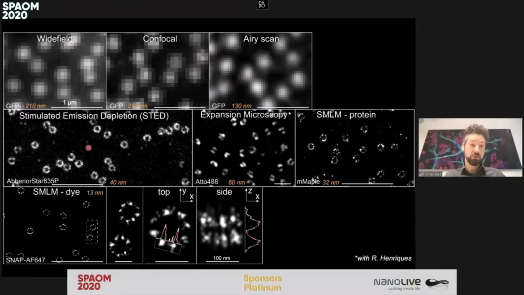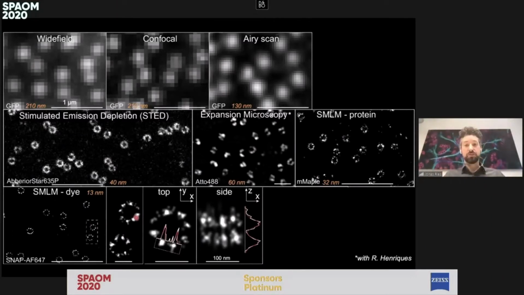So with STED microscopy, another super resolution technique, we can nicely resolve these hollow rings. And these rings are also visible when we use expansion microscopy, and that was a collaboration with the Enriquez group. Now, if we turn to localization microscopy, first with these rather dim photoconvertible fluorescent proteins, we again see this nice ring-shaped structure, and we start seeing this 8-fold symmetry. And this 8-fold symmetry is beautifully visible when we use the much brighter organic dyes.